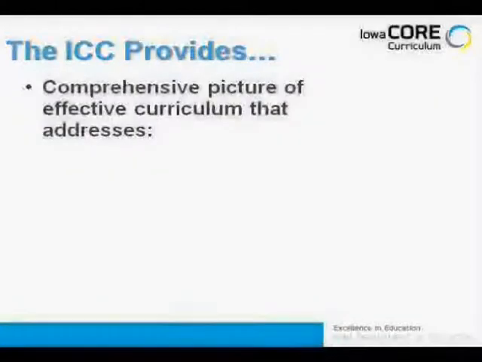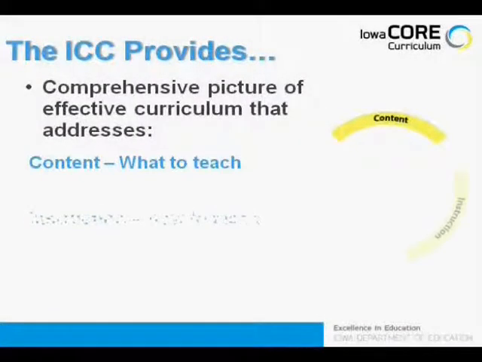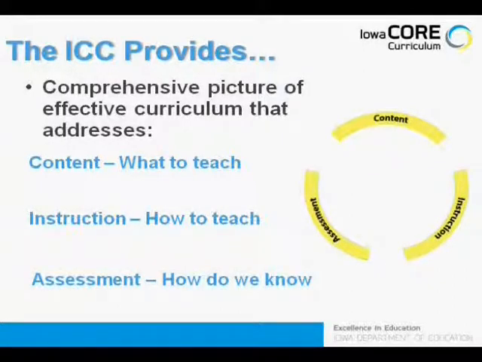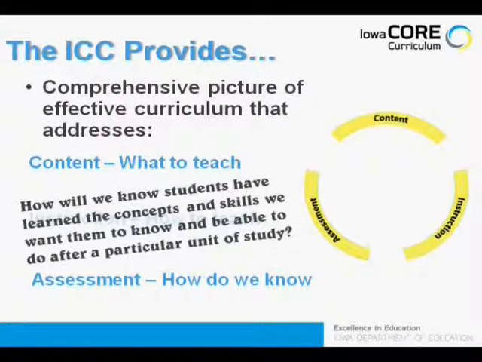learning. The Iowa Core Curriculum emphasizes the need for alignment among all three areas represented by the inner ring: content, instruction, and assessment. All three functions need to be continually addressed in our unit and daily plans, the connections highlighted in our various curriculums. This leads to the following essential questions. How will we know students have learned the concepts and skills that we want them to know and be able to do after a particular unit of study?